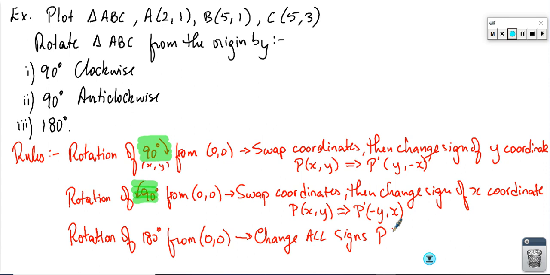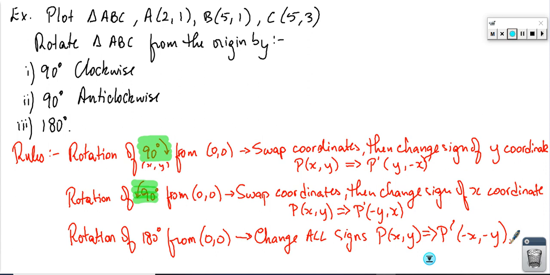Meaning that the point (x, y) will become my new point (-x, -y). Okay, so these are the rules for rotating a shape by 90 degrees clockwise, 90 degrees anti-clockwise, and 180 degrees.